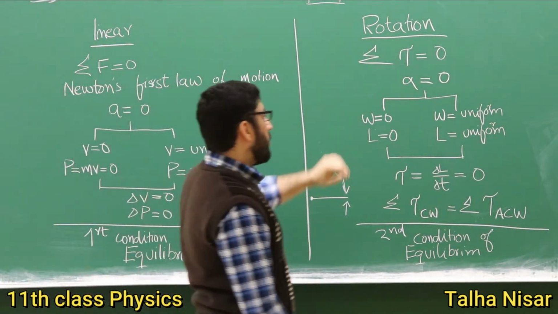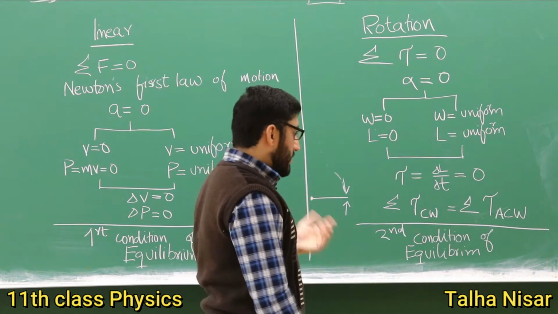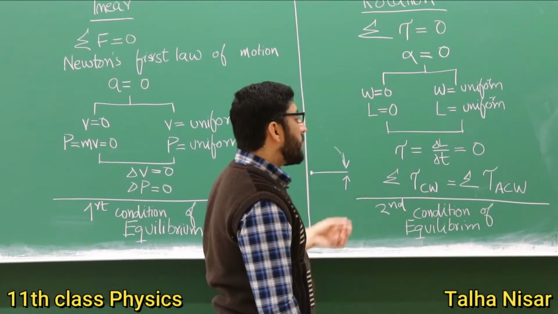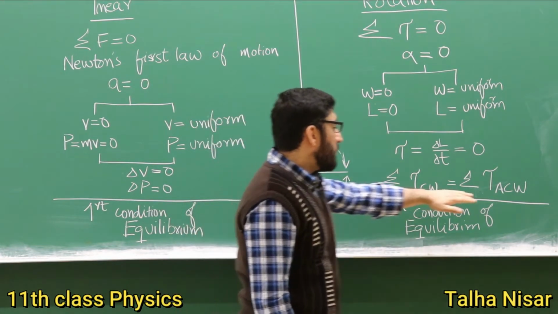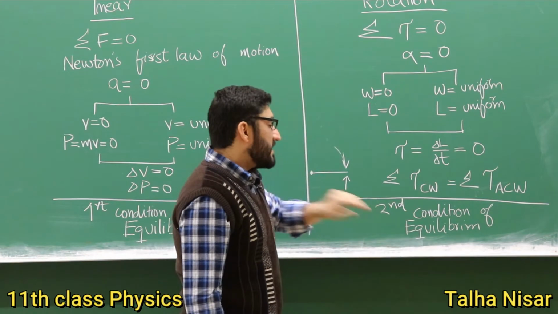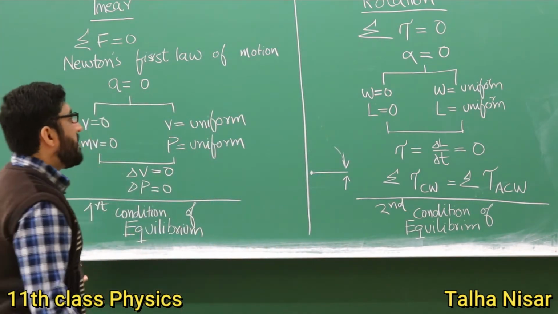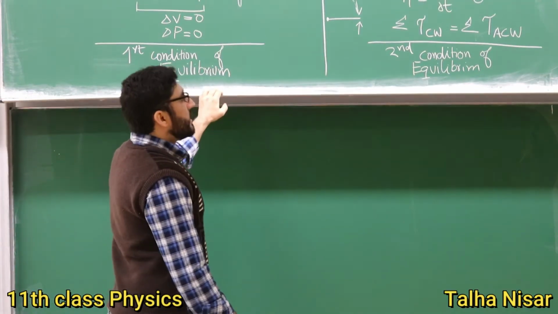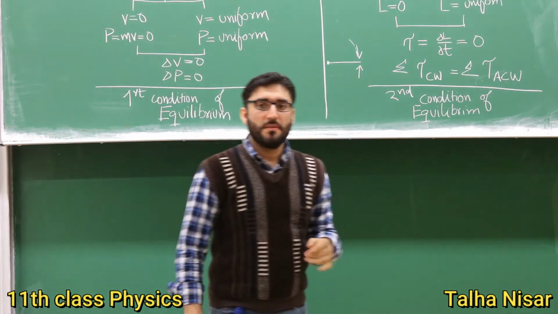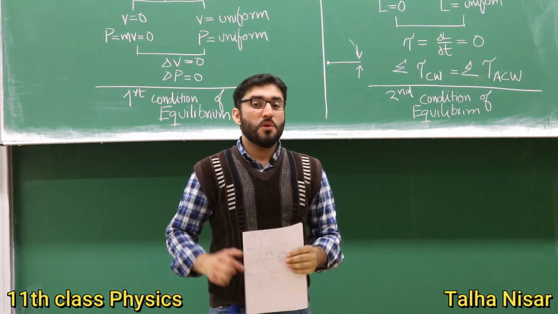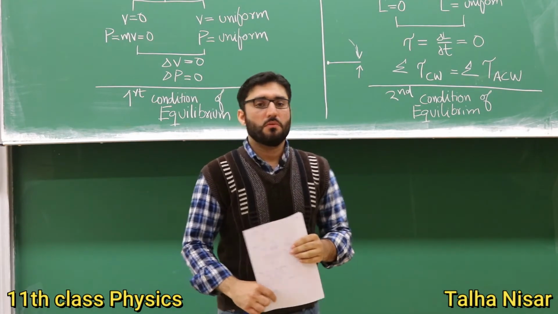And now we come to the rotational case. Here we talk about the torques. If the total net torque on a body is 0, that means that the clockwise torque is equal to the anti-clockwise torque, and this is the second condition of equilibrium. Now we take an example, and in the example we discuss the first condition of equilibrium and the second condition of equilibrium.